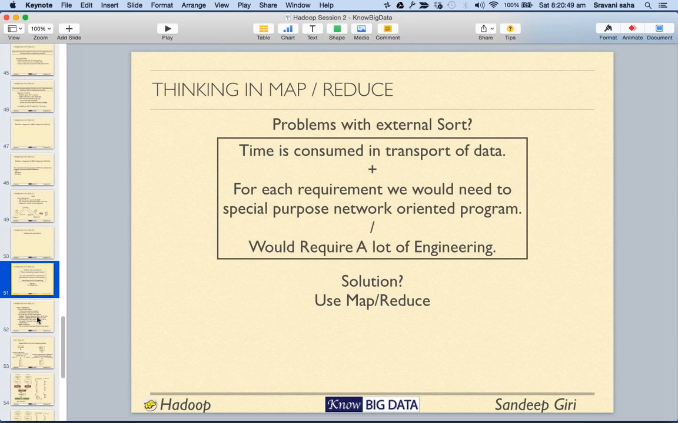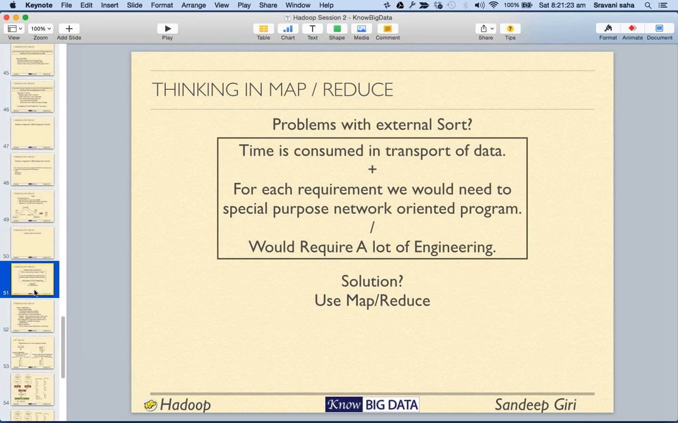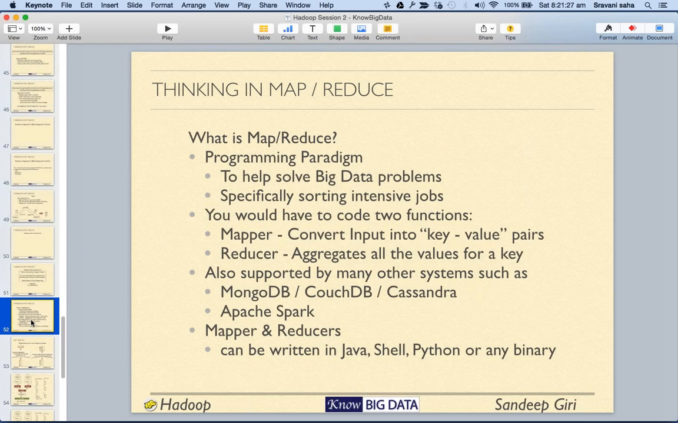Great. Now we understand why we require MapReduce. So what exactly is MapReduce? MapReduce is a programming paradigm that helps us solve big data problems. If you take a step back and look at it closely, MapReduce is nothing more than a big sorting engine which orders strings and gives us the result. Not only strings, it can sort numbers also. MapReduce is a programming paradigm on top of Hadoop. It helps us solve really big data problems, specifically sorting intensive jobs, those jobs which require a lot of sorting.